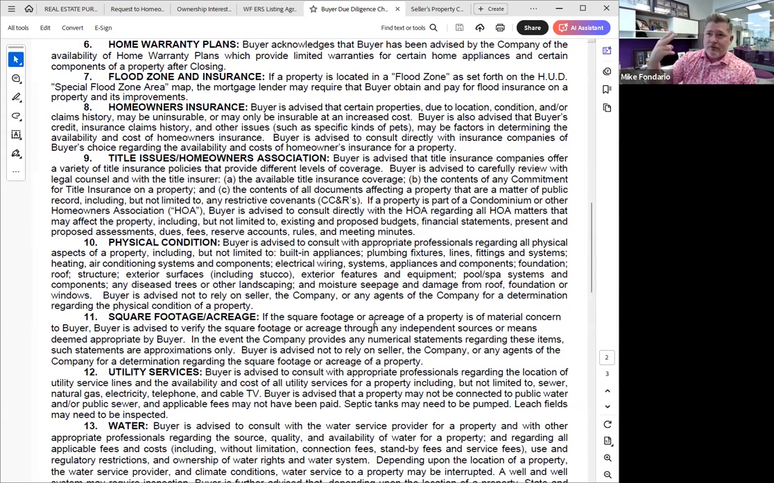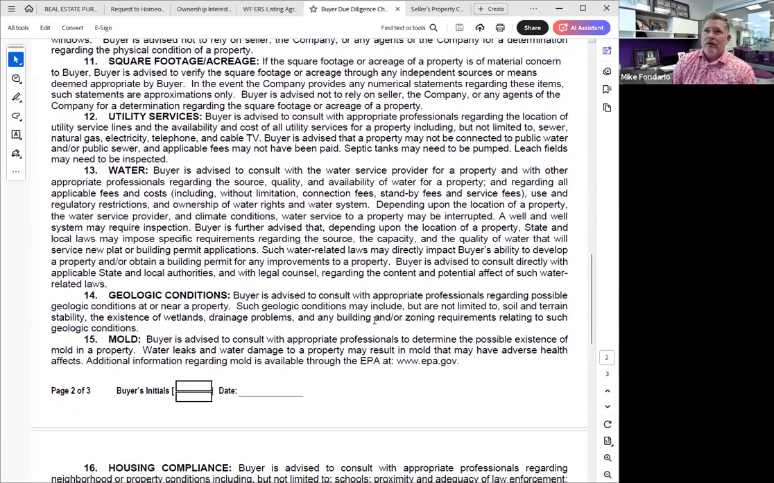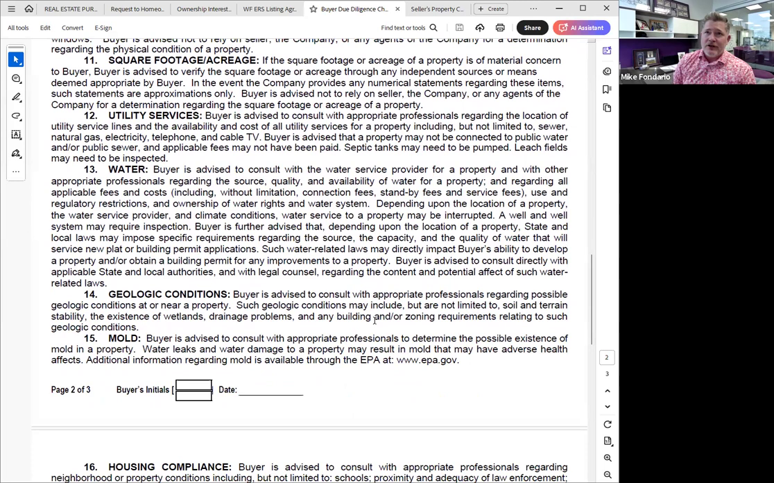Homeowners insurance, we talked about that. Title issues, homeowners association, physical condition. I think we handle that really well. Square footage, acreage. We don't verify square footage. They can reference appraisals and the county for that stuff, but we do not provide those services.